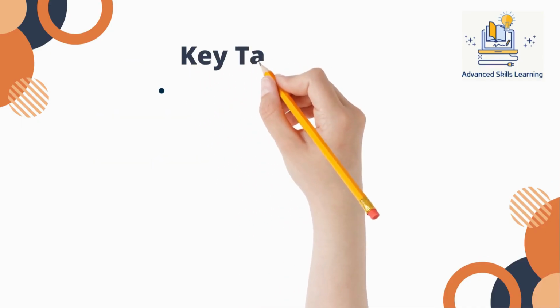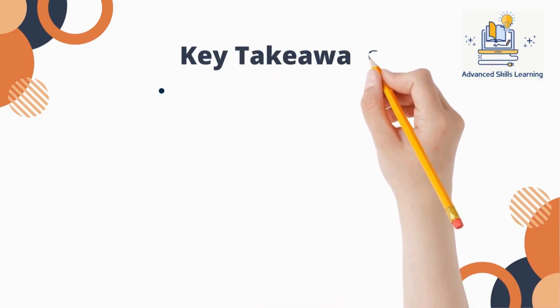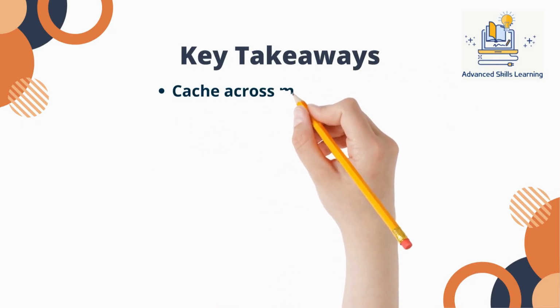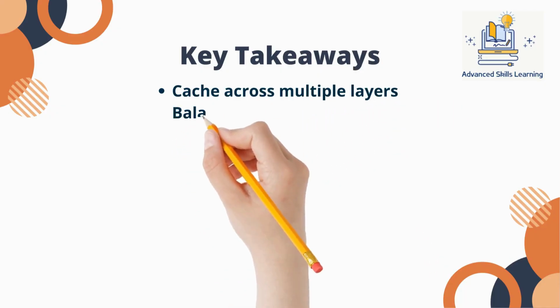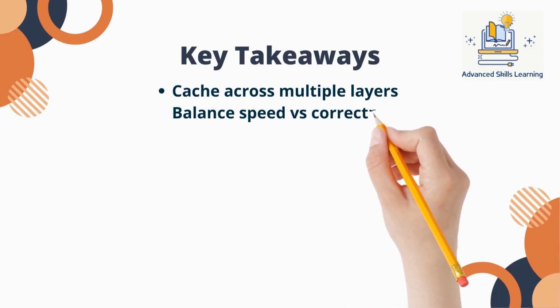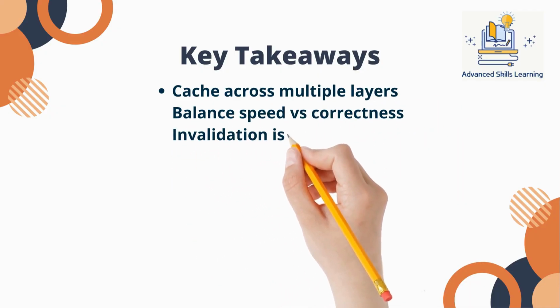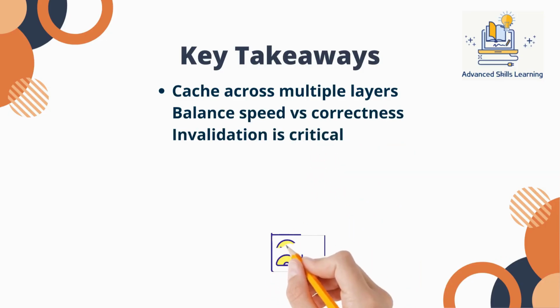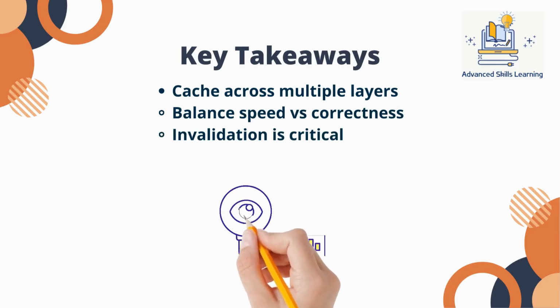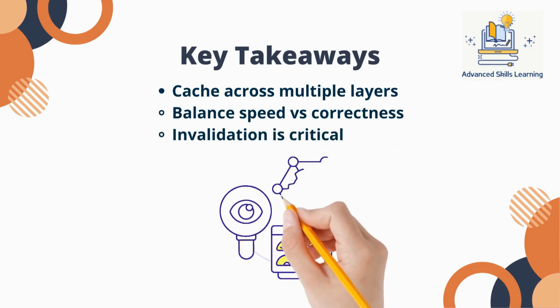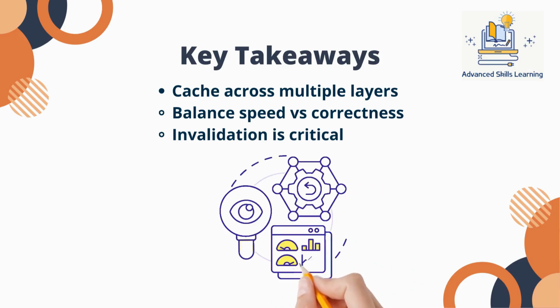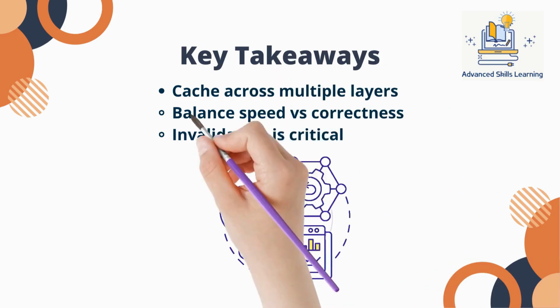Here are the key takeaways. Caching is one of the highest leverage optimizations in LLM systems. But only when done correctly. The biggest gains come from caching across layers, not just outputs. Always balance performance with correctness. And never underestimate cache invalidation. Because in real systems, speed without accuracy is not a win. It is a failure.